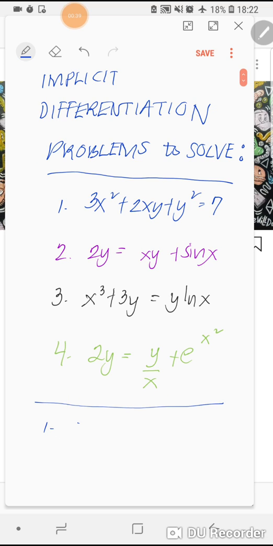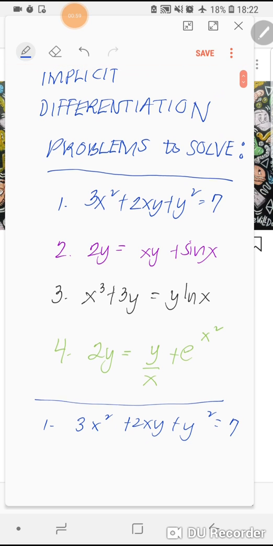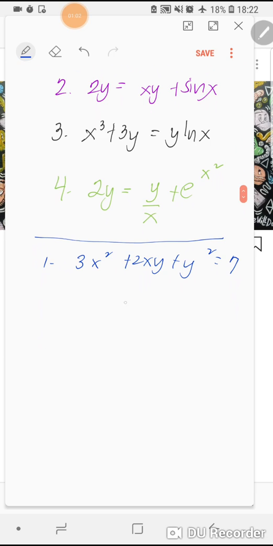Number 1 is 3x squared plus 2xy plus y squared equal to 7. We know that this is already implicit, knowing that the x and the y variables belong to just one monomial. So we're trying to look for this value, dy over dx.